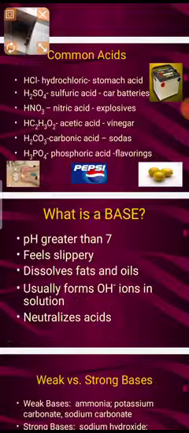Now, what is a base? If an acid has pH less than 7, bases have pH greater than 7. A base feels slippery like soap. It dissolves fats and oils. So these are the bases which dissolve fats and oils.